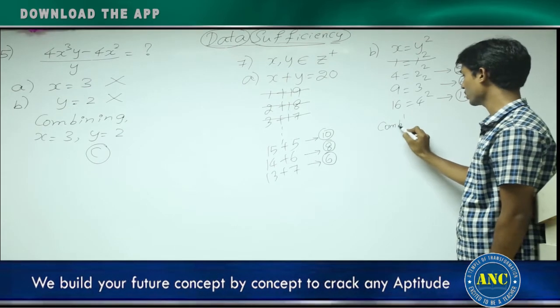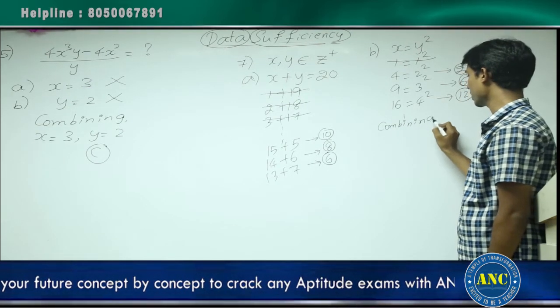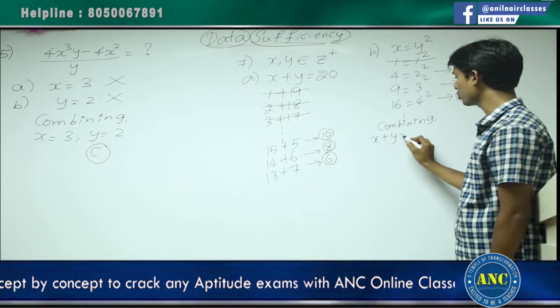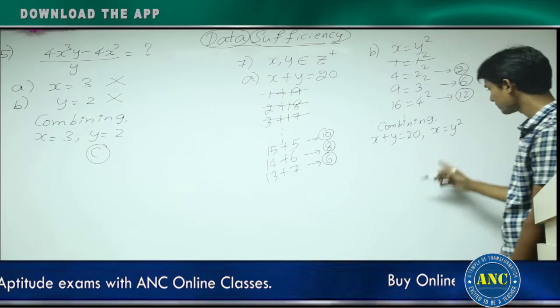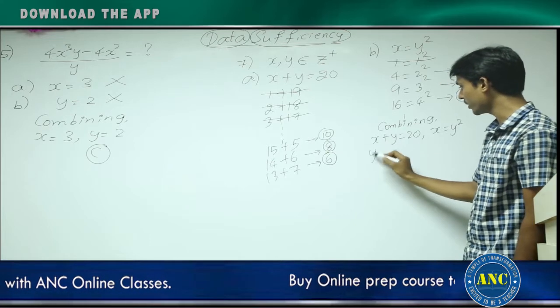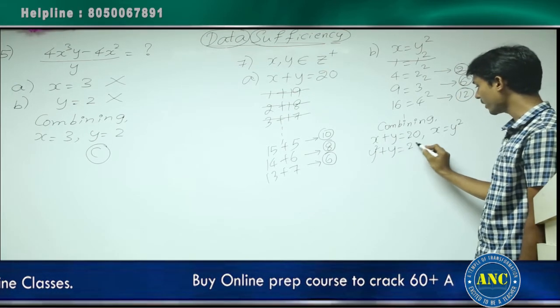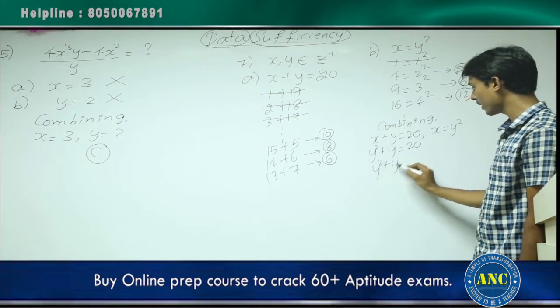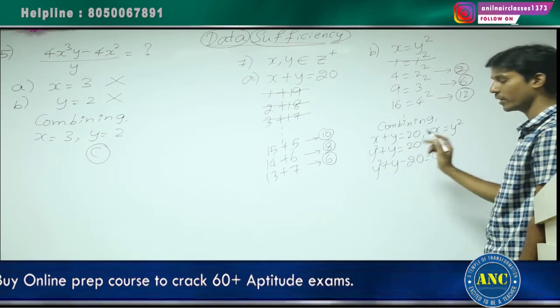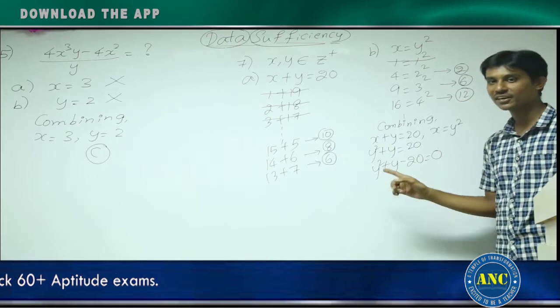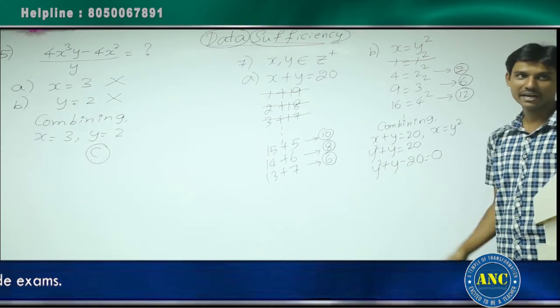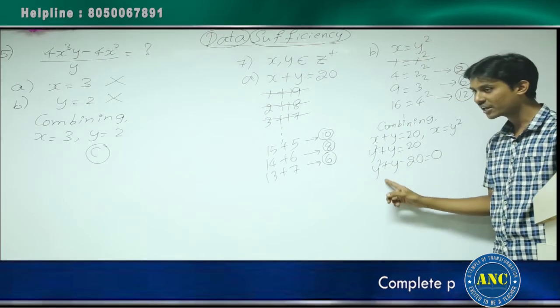Now you need to combine both the statements. Listen to this carefully. If I combine both the statements, x plus y is equal to 20, x is equal to y square. If I substitute x is equal to y square here, y square plus y equal to 20, y square plus y minus 20 equal to 0. Listen to this. What is this equation? This is a quadratic equation, right? Because the degree is 2.